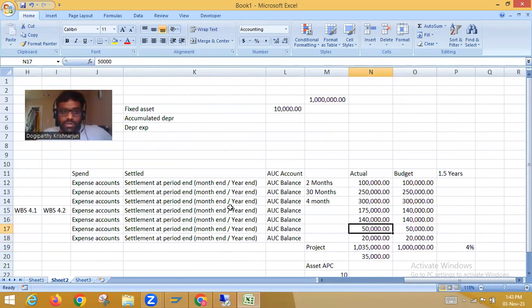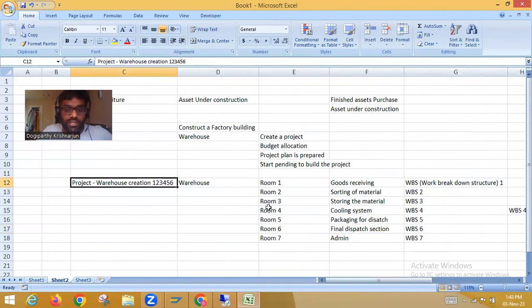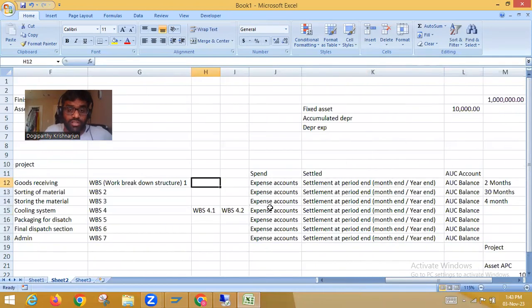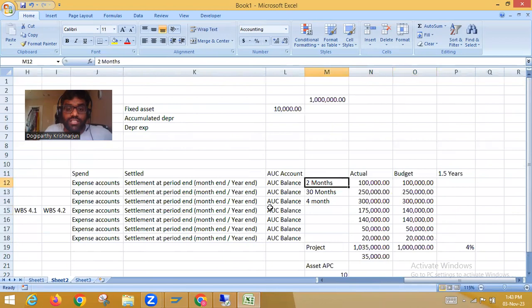In the next video, we will talk in detail about the various transactions involved and the procedures we perform in SAP S/4HANA: how we create a project, how we allocate the work breakdown structures, how we settle the work breakdown structures to AUC, and how we go from the AUC to the final asset creation. We are going to see that in another video.